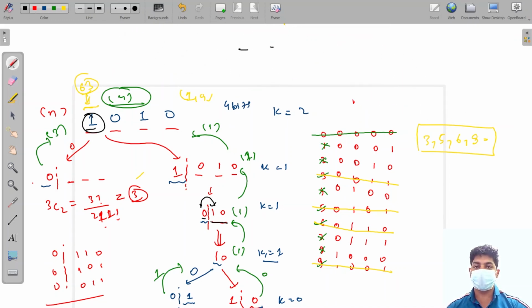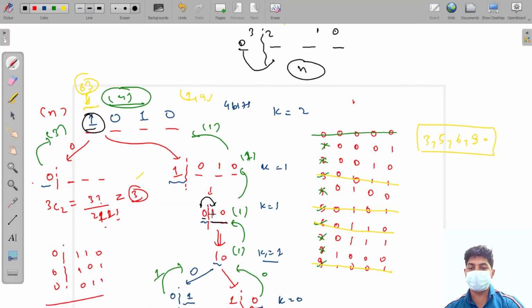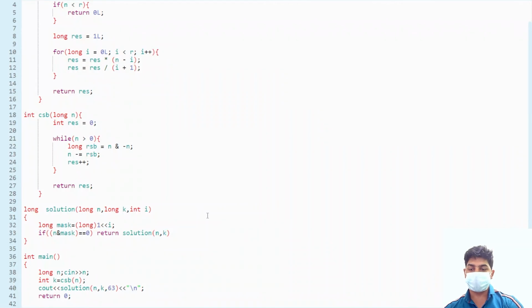Suppose there are 4 bits: 0, 1, 2 and 3. If this particular bit is 0, it cannot help us. So it will simply ask the remaining bits: in how many ways can you find a number smaller than n having the same number of set bits? The same will be the answer for my case also. So that is what we are going to do. We'll simply return the solution, and the number of set bits will be the same, since we are using 0 and not using a set bit, so k stays the same, and i minus 1.